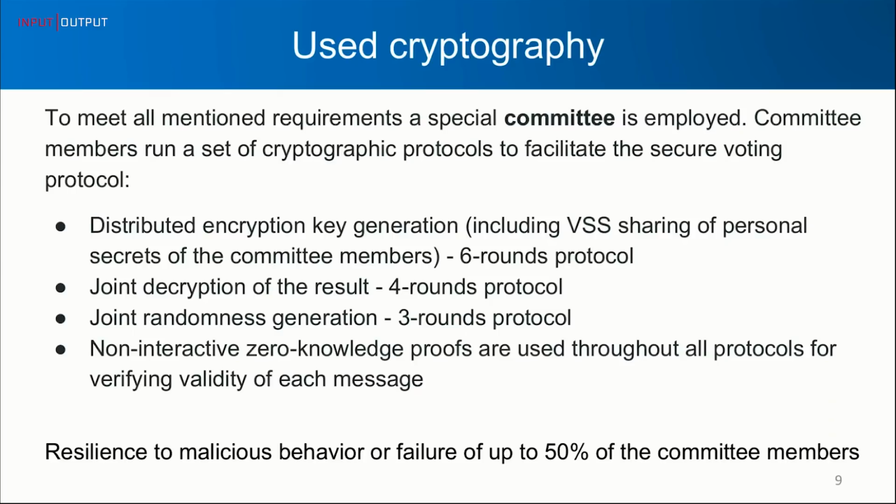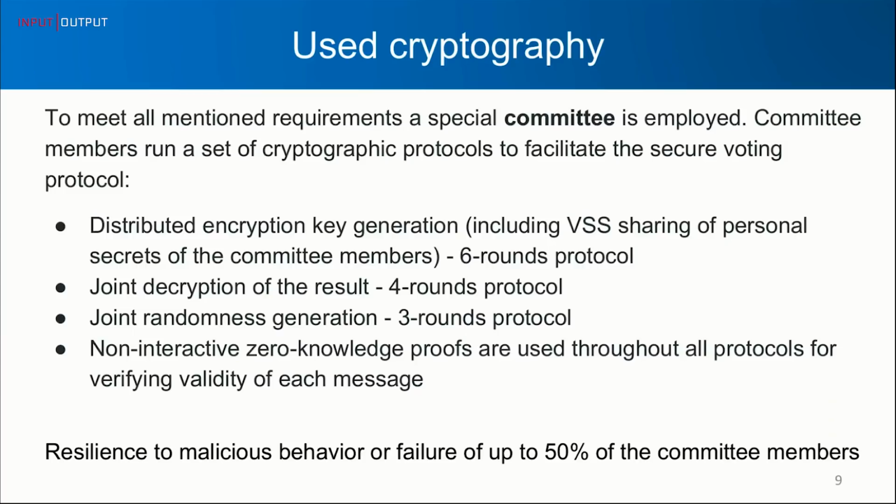Such a complex protocol is needed to guarantee that no one can manipulate the shared key and to allow recovery in case of faulty members. Also, at the final stage, the committee runs a joint decryption protocol that has 4 rounds. Committee members use their personal shares to decrypt the voting result. In case of faulty committee members, their personal secret keys will be reconstructed by others. So even if some of them fail to provide their decryption shares, the final result can be decrypted anyway.